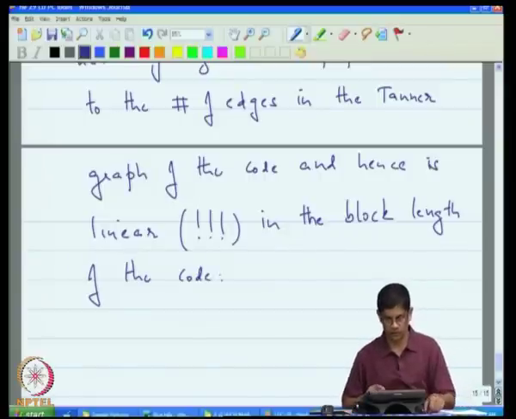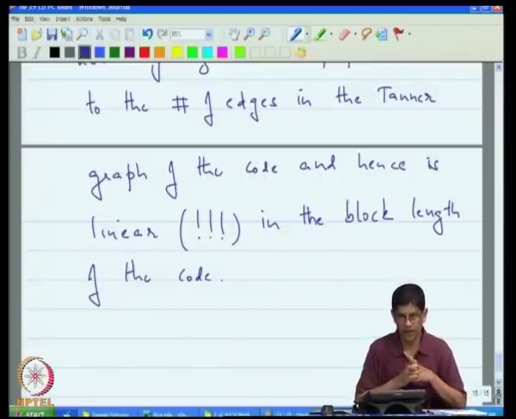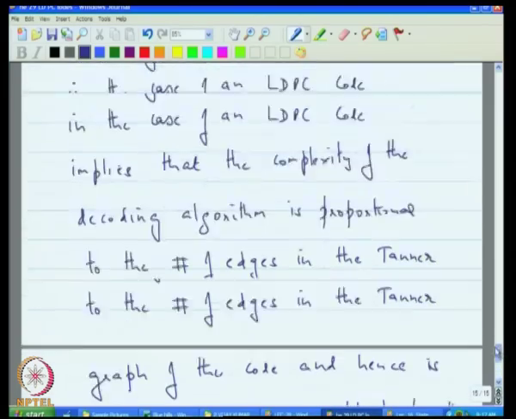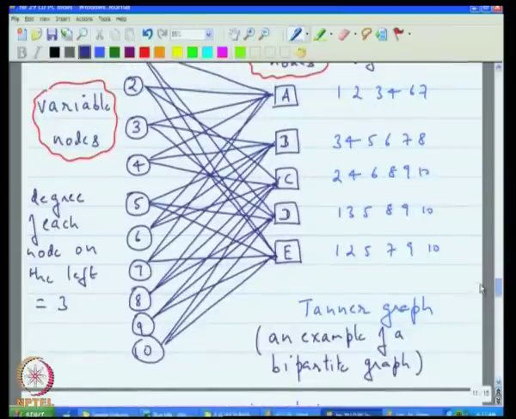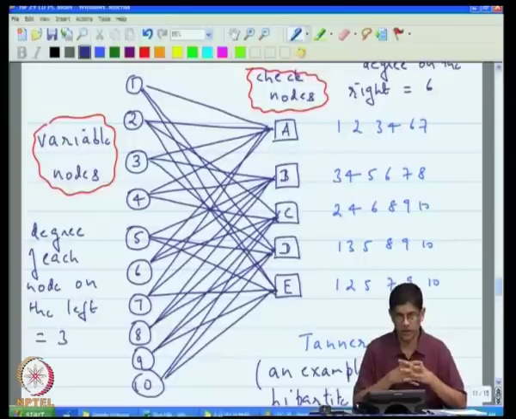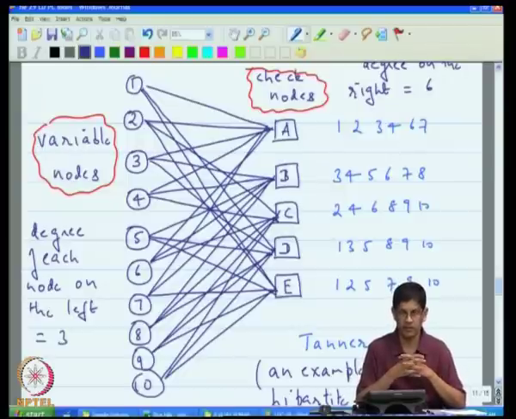So, it is this single fact which makes these codes of great practical interest. Now, you might ask, where did this name Tanner graph actually arise from? It is called Tanner graph after Michael Tanner, a coding theorist out of the University of California system. These codes actually have an interesting history.